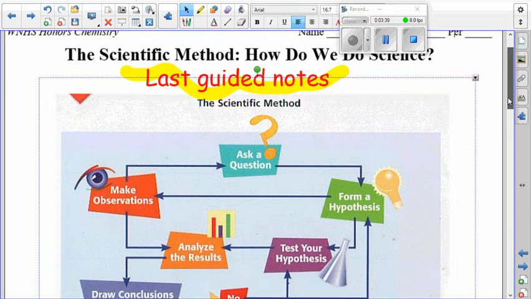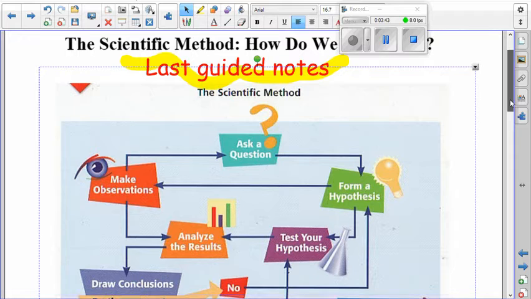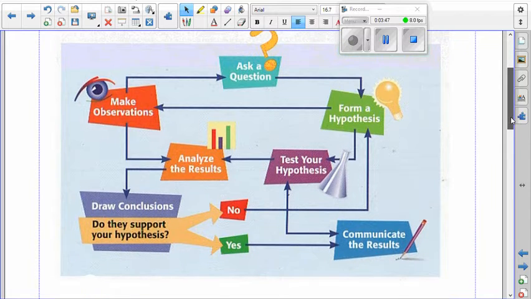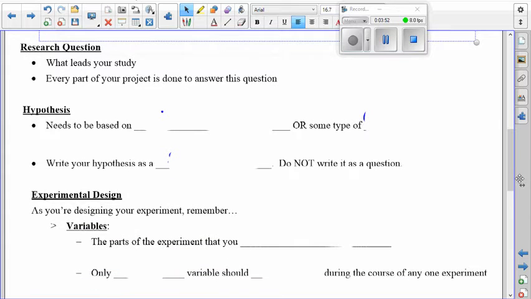Okay? So these are our guided notes. How do we do science? So here's a little scientific method graphic right here, showing it's a little bit cyclical. But here's what we're going to be doing, okay?